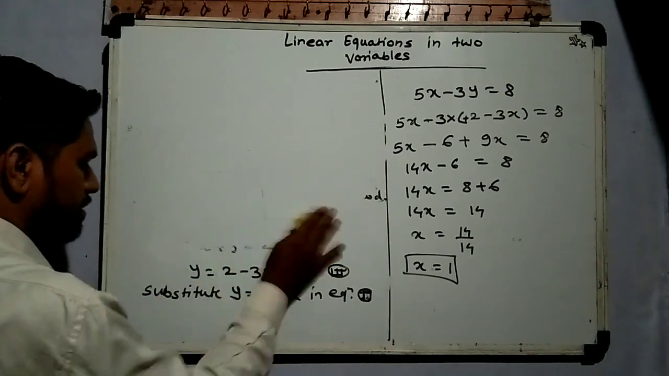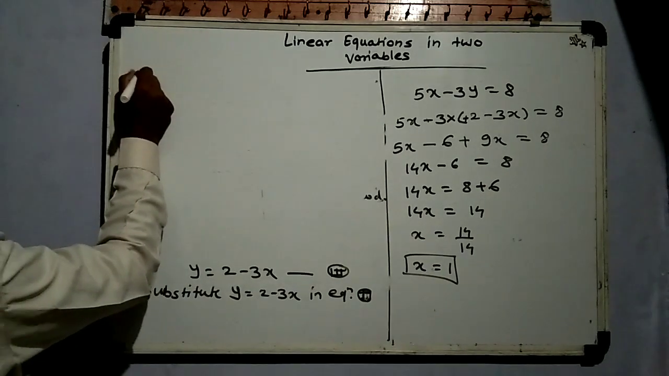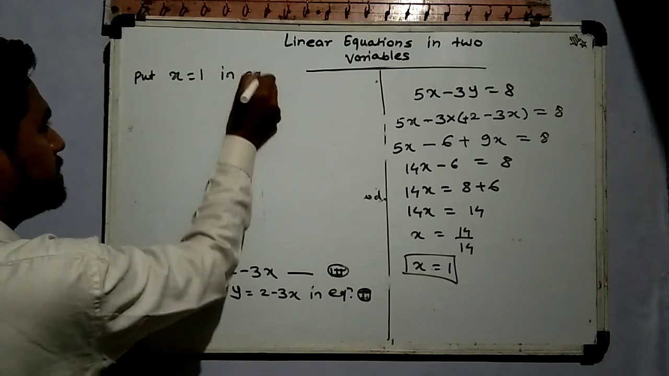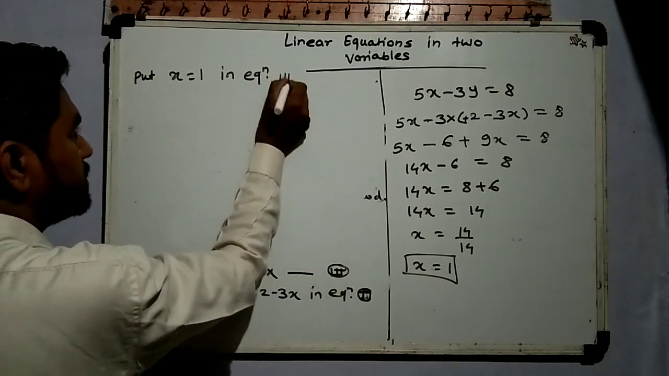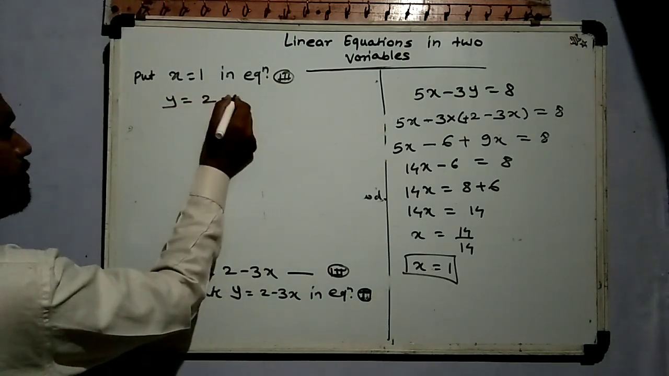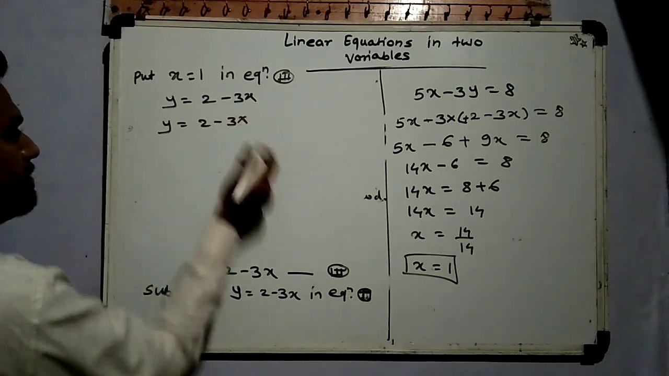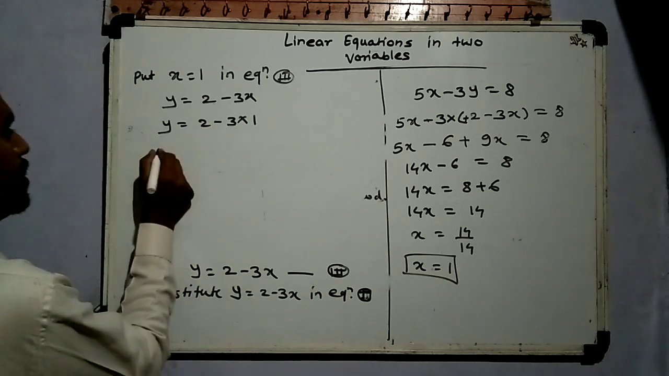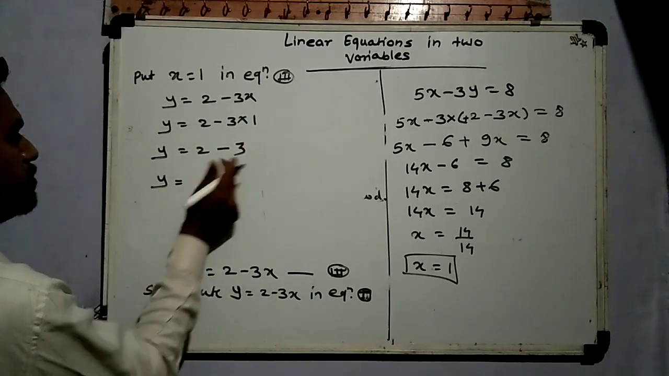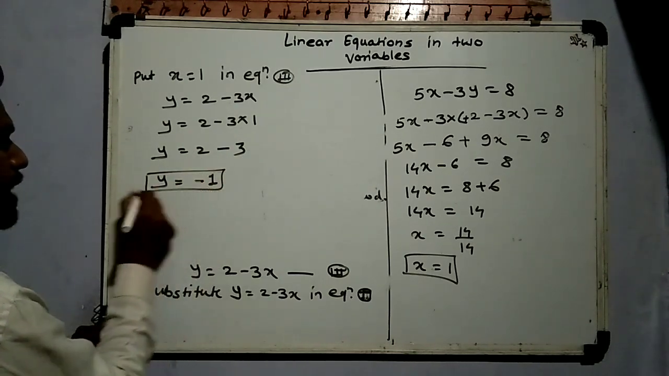So, put x equal to 1 in equation number 3. What is equation number 3? y is equal to 2 minus 3x. So y is equal to 2 minus 3 multiplied by x, and x is equal to 1. So y is equal to 2 minus 3. So y is equal to 3 minus 2, how much? 1, and the sign of the bigger number is minus, so minus 1. So y is equal to minus 1.